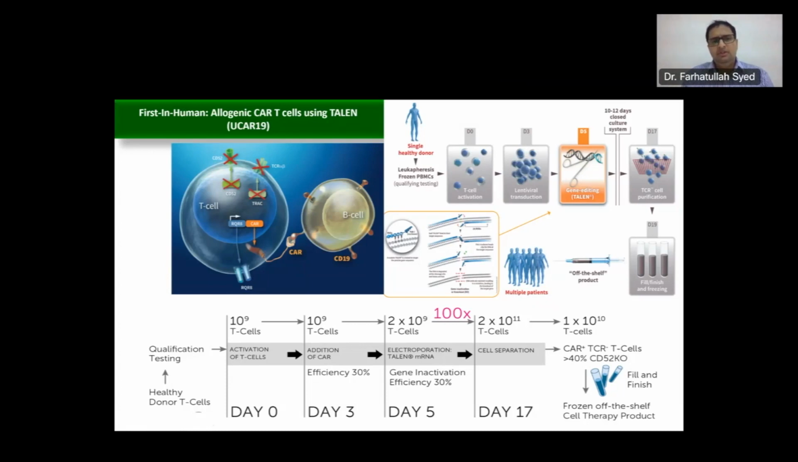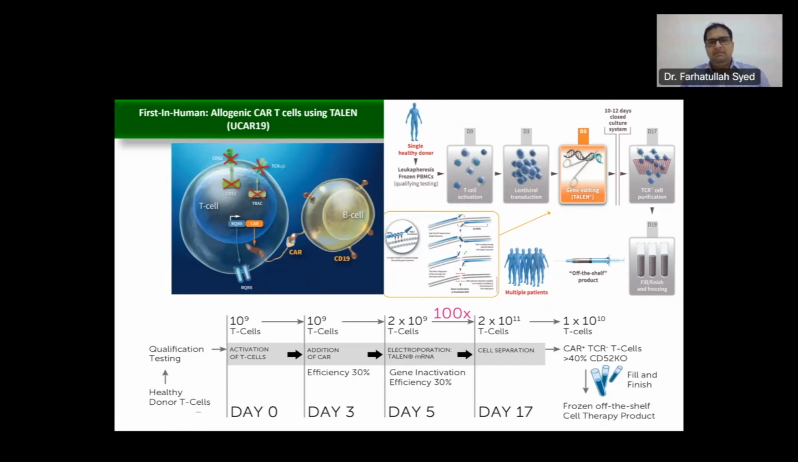Once you remove those molecules, we expand the cells from day 5 to day 17, and then on day 17 you deplete the cells to get the TCR alpha beta negative fraction. Once you remove the TCR alpha beta positive cells, you collect the cells that are only CAR positive and TCR negative T cells, and CD52 knockout cells also. Those cells are frozen and given to the patients. This is the best example, first in human allogeneic CAR T cells using genome editing technology combined with chimeric antigen receptor expression.